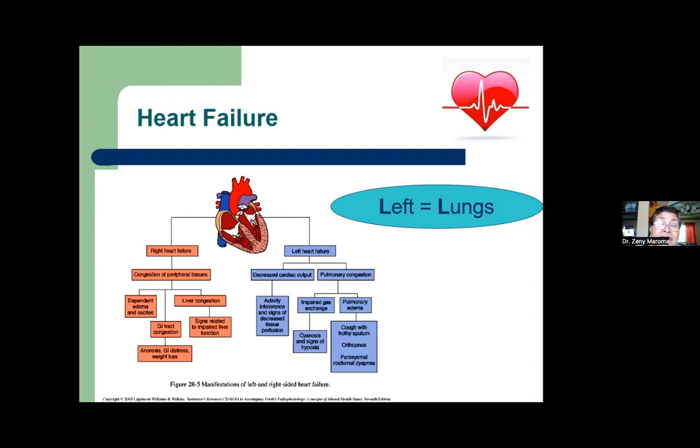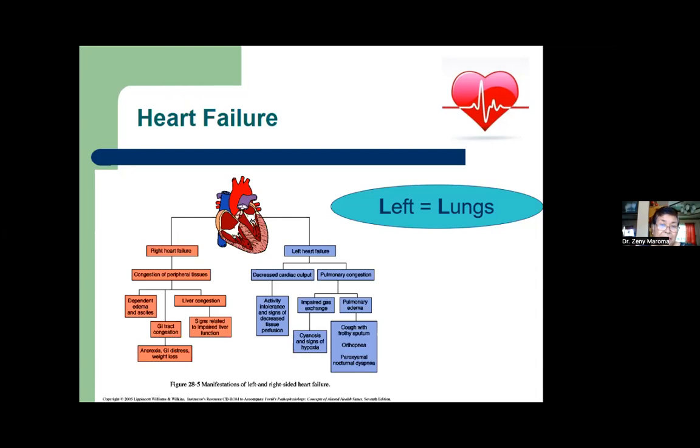Pero pwede ba na mag-right side failure na wala naman siyang left failure? Pwede ba? Yes. So, pwede. How? Halimbawa, ito man ang narrowed. Pulmonic stenosis. O kaya may COPD. Okay? Pulmonic stenosis o kaya may chronic obstructive lung disease. Kaya mahihirapan si right ventricle to pump blood to pulmonary artery to the lungs for gas exchange. So yun ang effect niya.